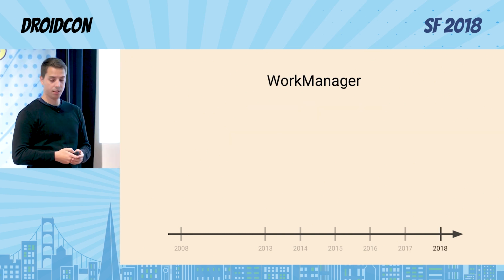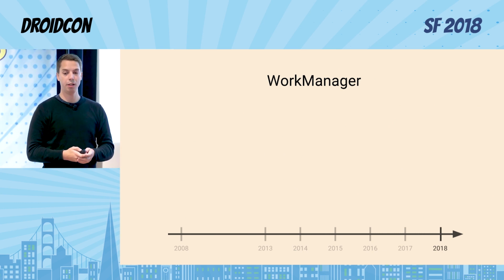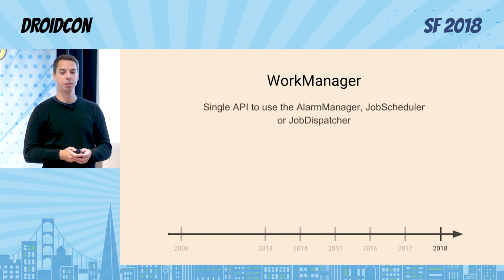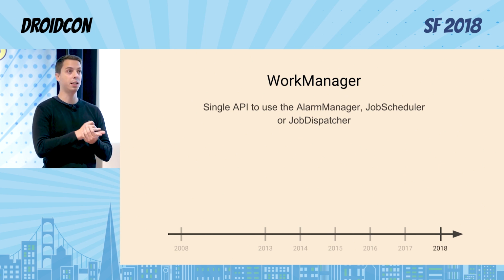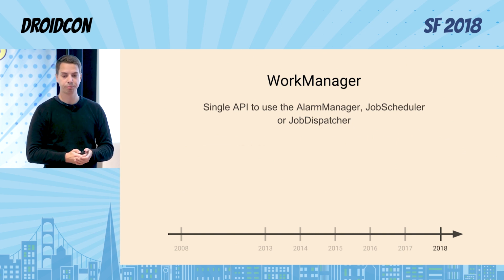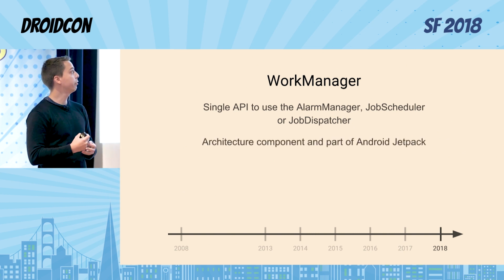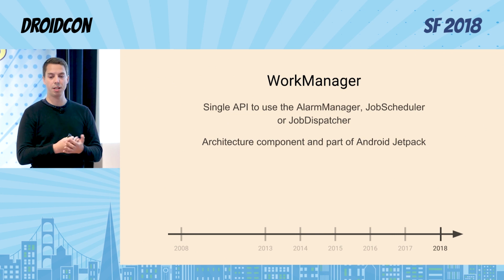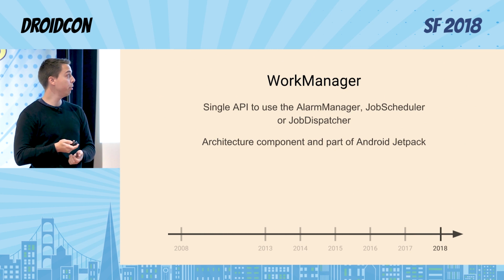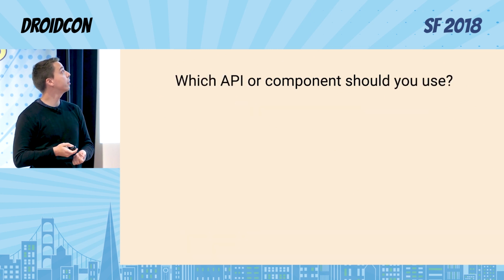Then, this year, Google announced during the Google I/O WorkManager as a new architecture component. And it comes with a similar promise that it's a single API around the other ones, like AlarmManager and Job Scheduler. And yeah, like I said, it's part of the architecture component, so Google can update it on the fly, and you can upgrade the newer versions. And we will talk about WorkManager in a minute.